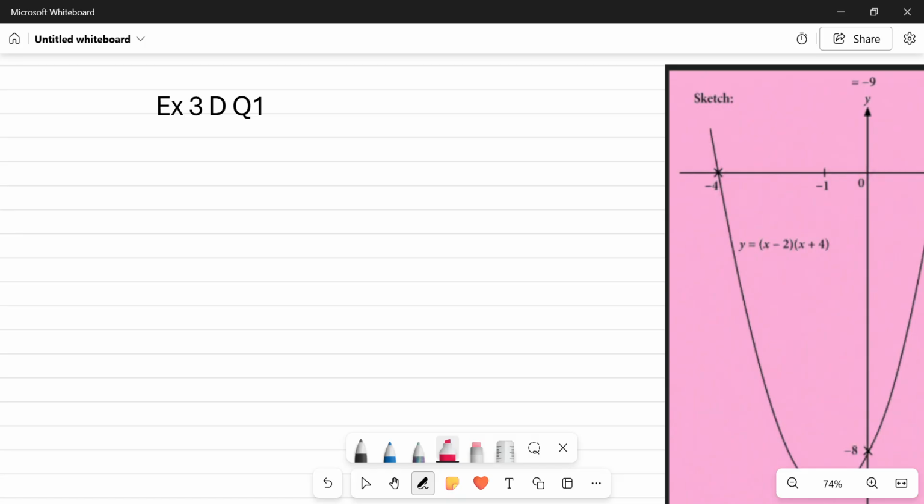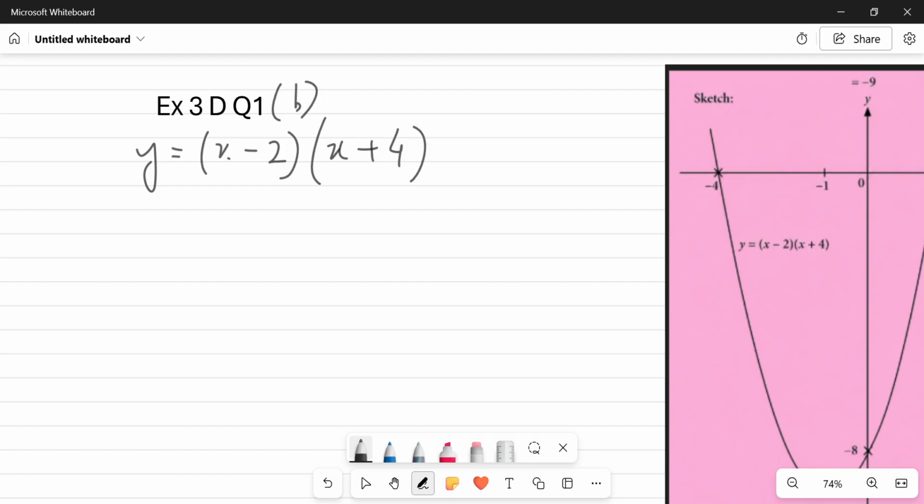y is equal to x minus 2 times x plus 4, right? This is the question. Question B, yes, question B of question 1. So here it says sketch the graph of each of the following functions. You need to sketch only, right? So I'm going to sketch here.